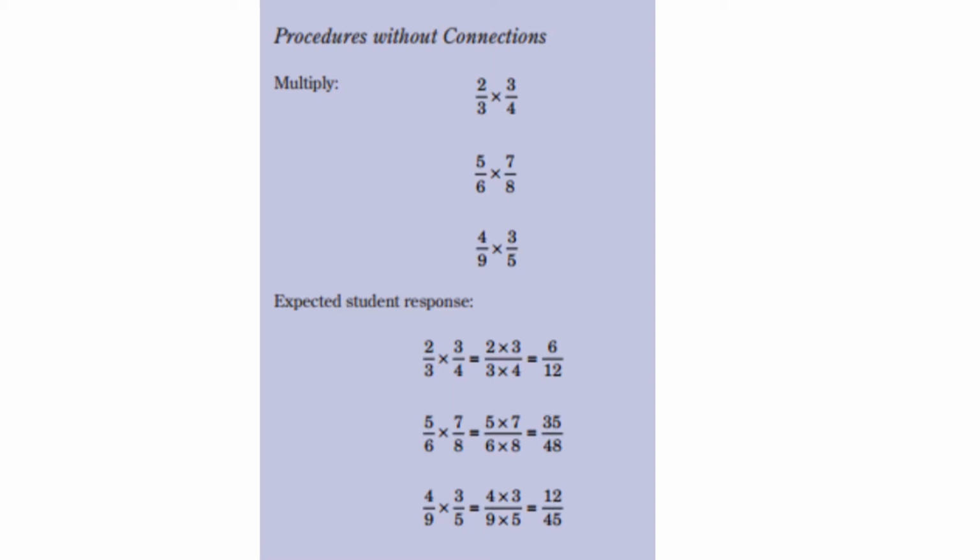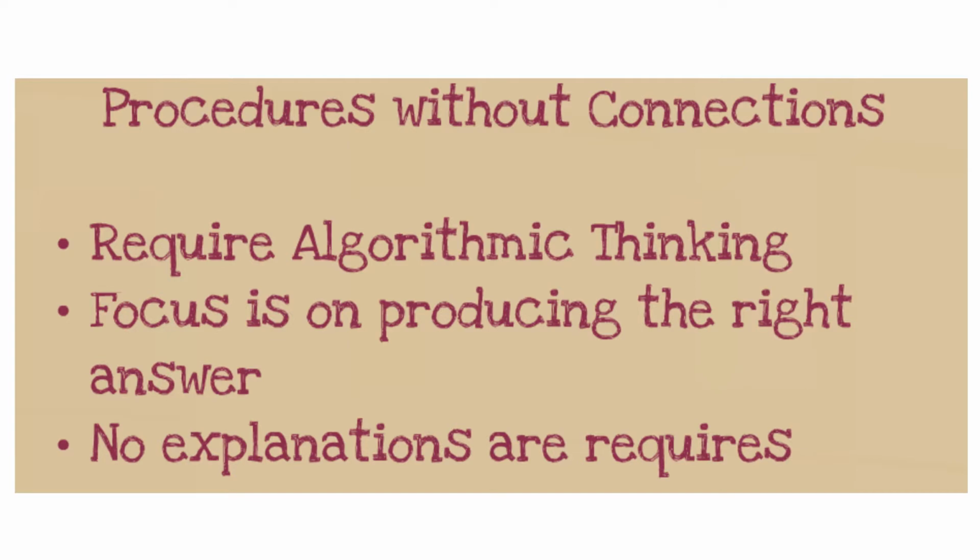What that means is basically I have less than 1 multiplied by less than 1. What is that going to give me? I'm multiplying a part of something times a part of something. Need to understand what that means. Again, that's procedures without connections.